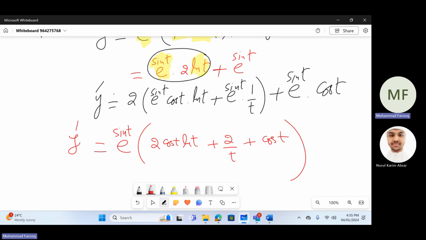So this is the differentiation. As I told you, differentiation is not something complicated in exponential. Even integration is not very complicated because the derivative of e^x is the same e^x. And let's see about the integration.